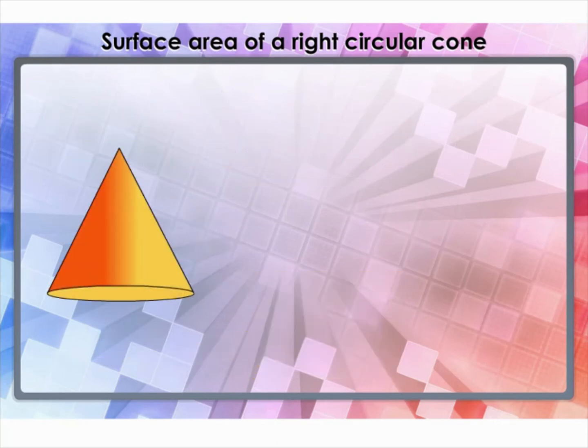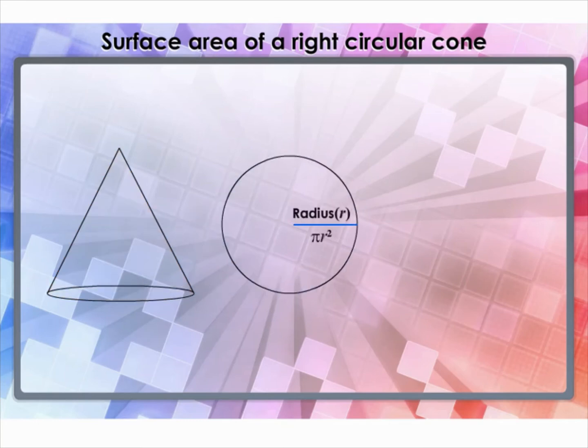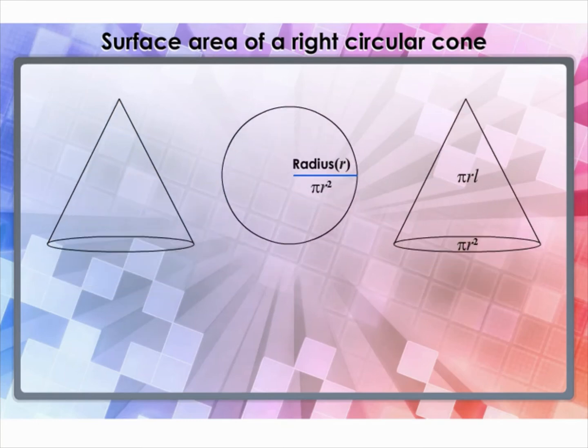Next, let's calculate the area of the base. The area of the circular base is calculated as pi r squared. Therefore, the total surface area of the cone is equal to CSA plus area of the base. Taking pi r as a common factor, the total surface area of the cone is equal to pi r into the sum of L plus r.